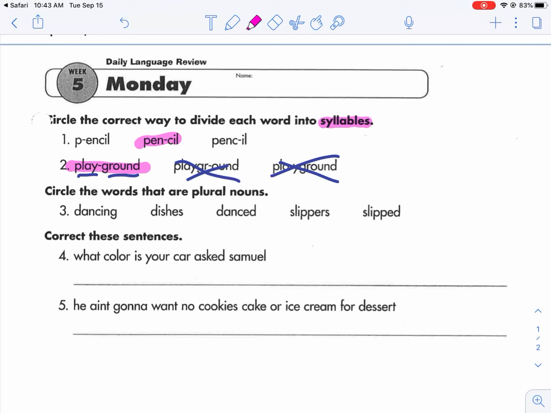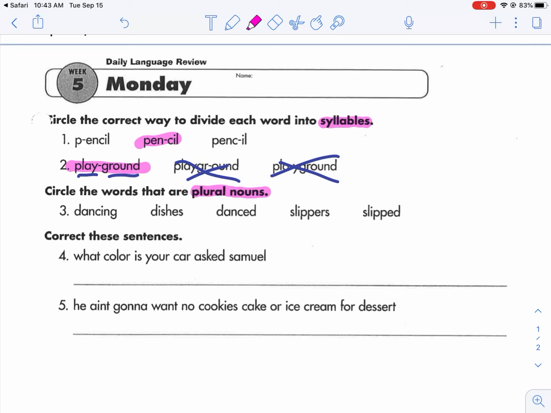Okay, here we are going to circle the words that are plural nouns. Ooh, I like that, plural nouns. So plural means more than one. And nouns, of course, means a person, place, or thing.